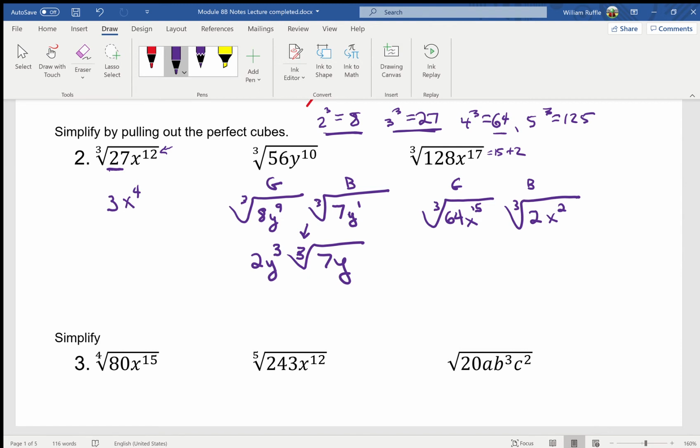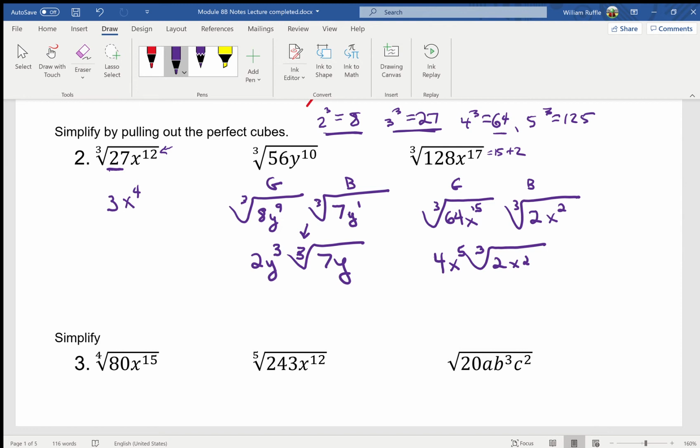Now this is one where you've got to be careful. I'll see 8 written on this one all the time, but the cube root of 64 is 4. I know the square root of 64 is 8, but again, we're doing the cube root, not the square root. 15 divided by 3 is x to the 5th. And these are the bad guys, so they just stay inside the radical. It cannot simplify.